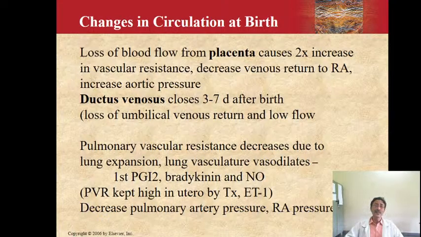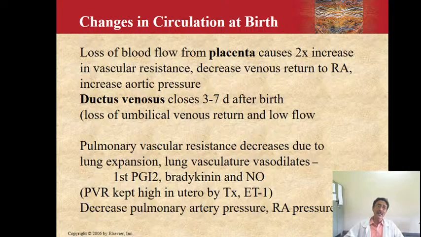This systemic circulation increases because there is a 2 to 3 times increase in the vascular resistance. So what happens is that suddenly, because of the cutting of the blood supply and the placental circulation stopping, there is an increase in the systemic vascular resistance, because of which there is now a decreased venous return to the right atrium compared to what was in the intrauterine life, and there is an increase in the aortic pressure. So two things are happening. The venous return into the right atrium is reducing, whereas the systemic pressure is increasing.